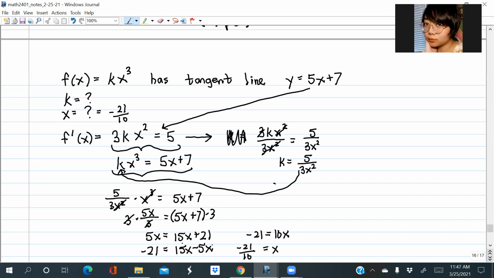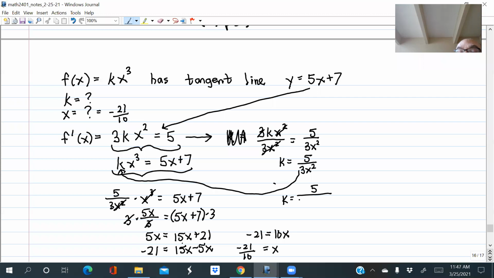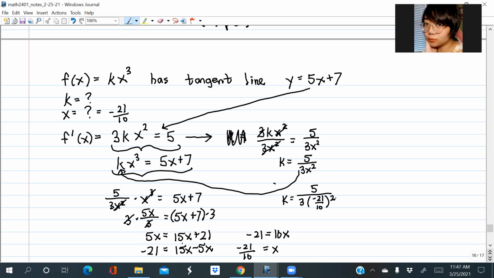And now you can figure out what k is from this equation, right? Okay, so you get k is equal to 5 over 3 times x squared, but x is minus 21 over 10. So where you have the x, you can plug in minus 21 over 10. And then don't forget you have to square that.